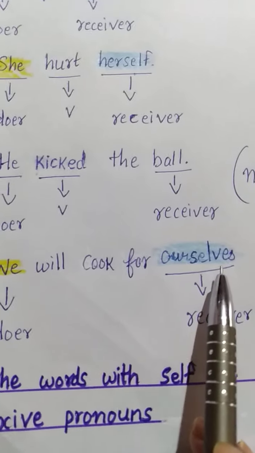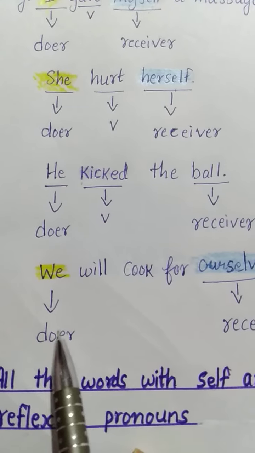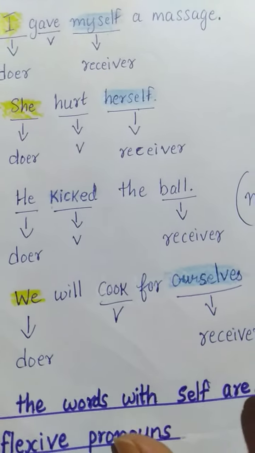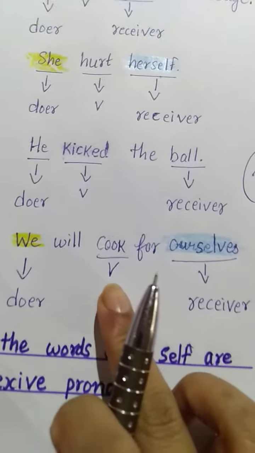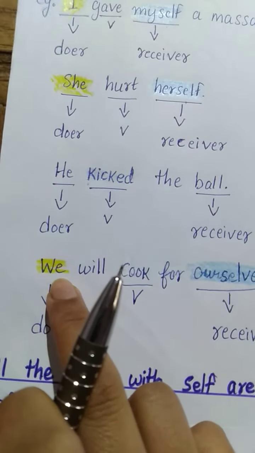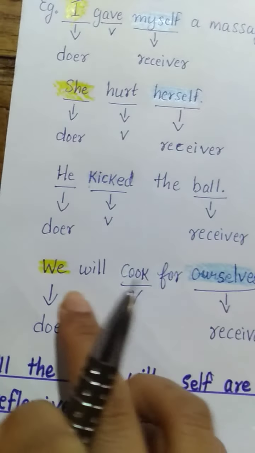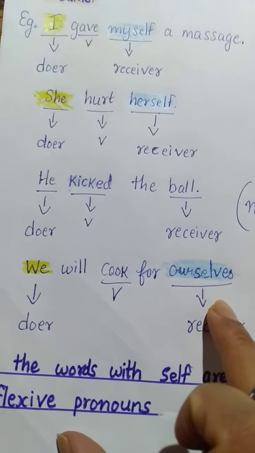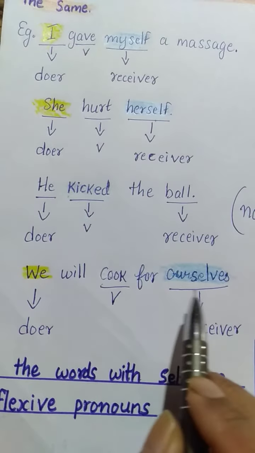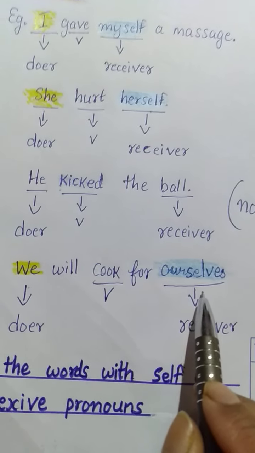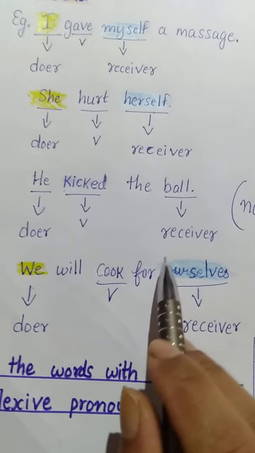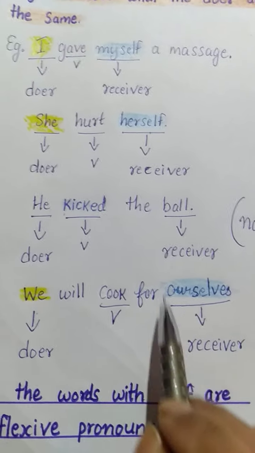We will cook for ourselves. So we is the doer and cook is the verb, and for ourselves, who is being affected by the work done? Ourselves means we are going to be affected again, but then we don't write we will cook for we. We write it as ourselves. So ourselves is the receiver. So we will cook for ourselves. So doer and receiver are the same. That is why here we are using the reflexive pronoun. All right, so here is the use of the reflexive pronoun.